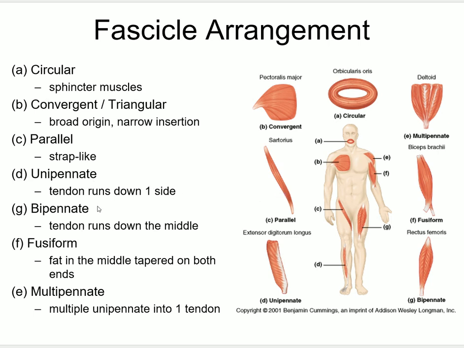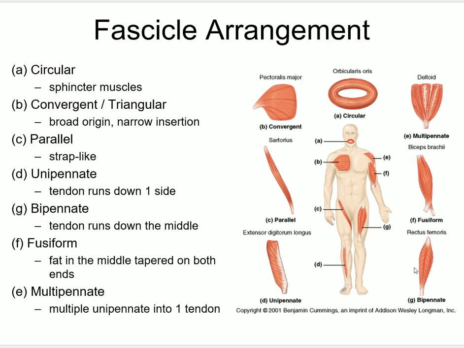Unipennate. So uni, 1, pennate actually means feather-like. So this is one feather. So D, unipennate right there. So see how this is shaped? It looks like half of a feather right there, unipennate. So that would be the center of the feather, and that's just one half of the feather. Basically, all the muscle fibers are running into one location. Here, the example is the extensor digitorum longus. So lower part of the leg, and it is a unipennate muscle.